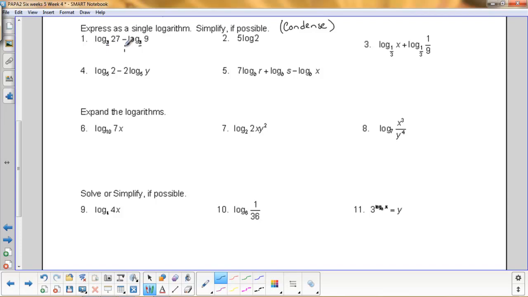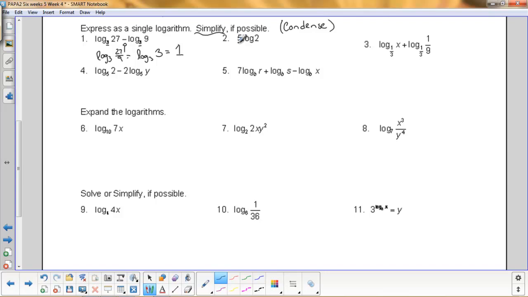The second thing we do when we're simplifying or condensing is looking for the symbol. The symbol that happens between these two logarithms is a subtraction sign, so that's my quotient property, which means I'll be dividing 27 by 9. Looks like this. Log base 3 of 27 divided by 9. Log base 3 of 3. And I know from my properties that if the base of the log and the argument are the same, the answer is 1. That's the simplify if possible part.